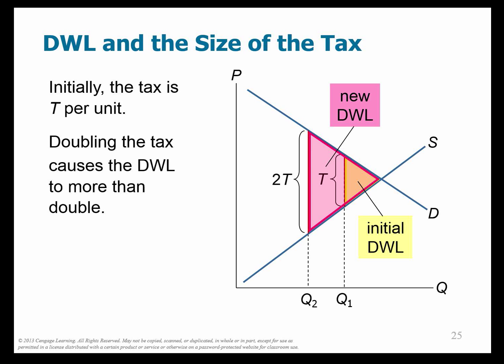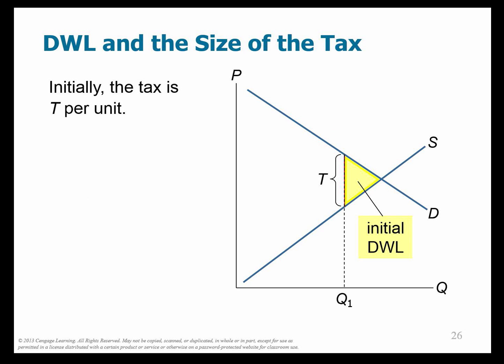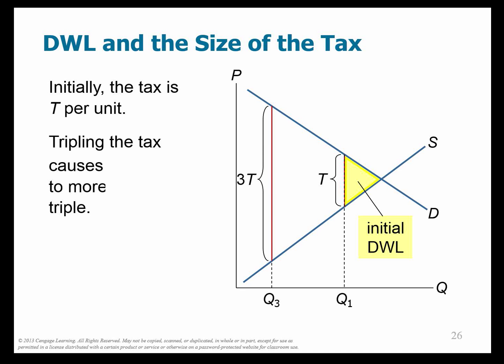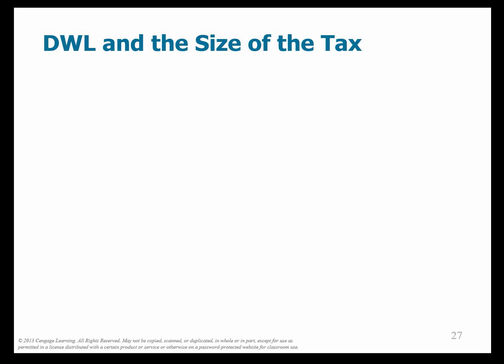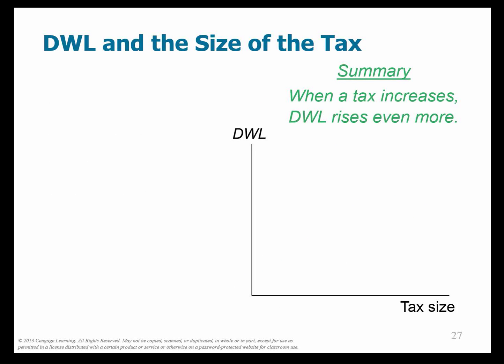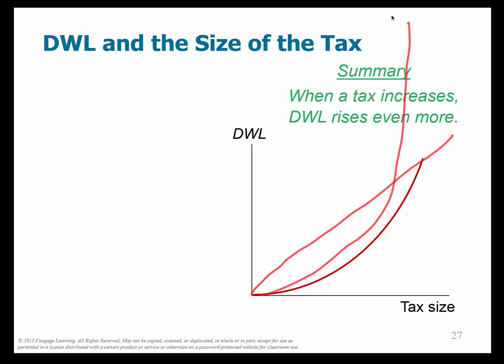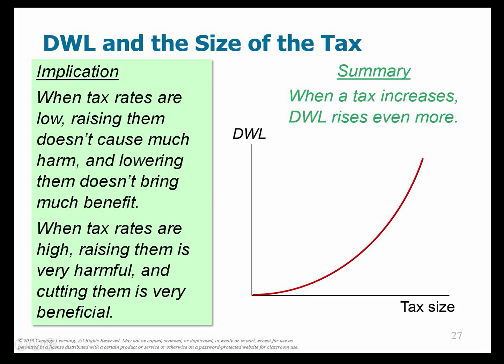It's actually much more than doubling. And if I triple the tax, the deadweight loss is very big, more than triple. So if I think about it with a graph, as the tax size increases, the deadweight loss starts getting huge. You see this is not a straight line. This is not a straight line like this. This is something that increases, and it will start increasing at a large rate the more taxes that are asked, or the more taxes that are charged.